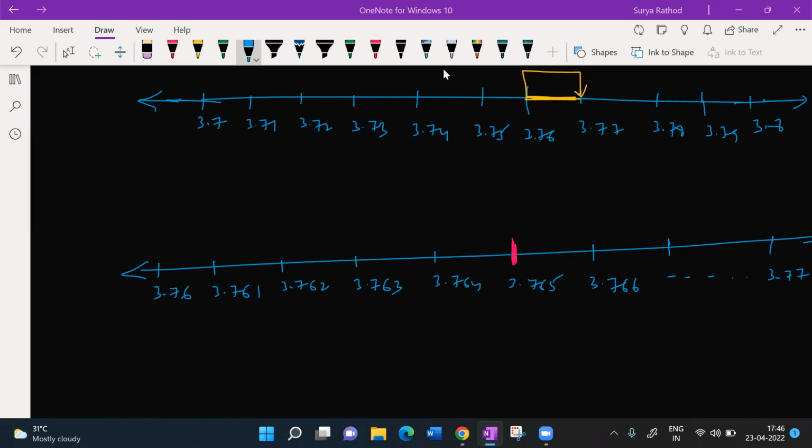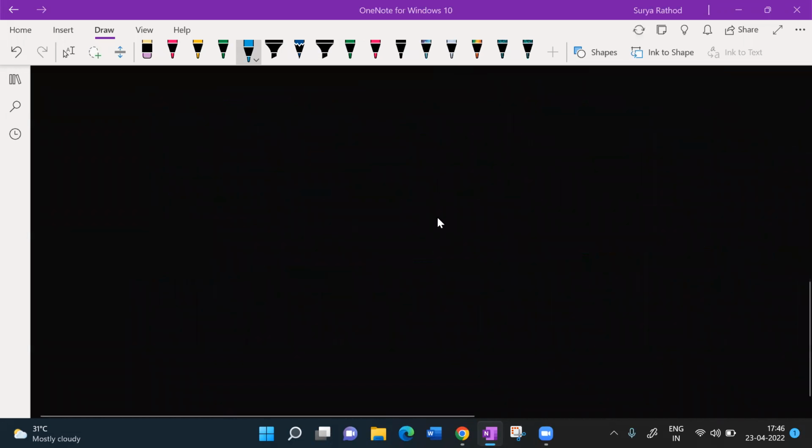See here, 0.7 bar on the number line, what is the meaning of that? It is 0.77777 and goes on. Correct? Yes, sir. Let me show it to you once.